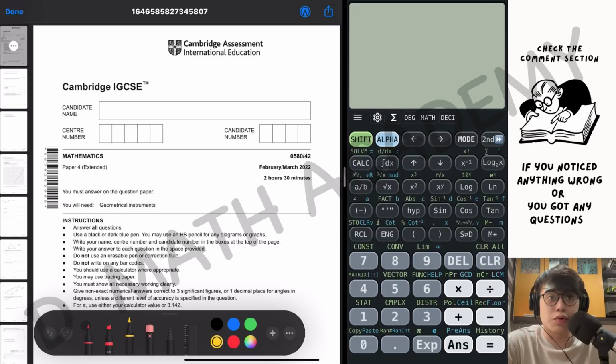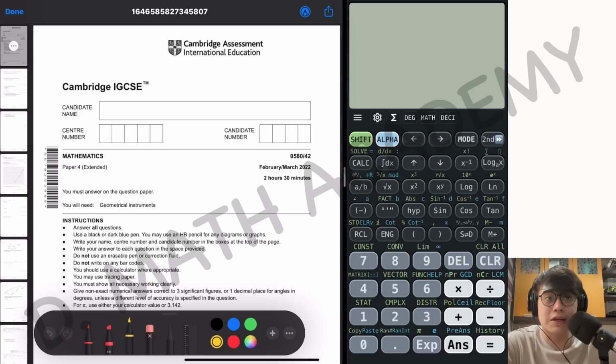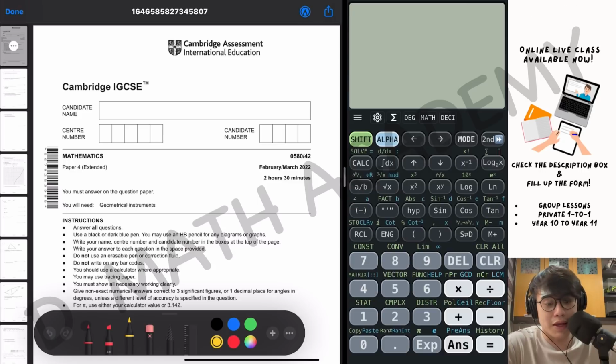Okay, just to let you know, the marking scheme is not out yet. So all these answers that are written down are just based on my own calculation. So if you notice anything wrong, feel free to let me know in the comments.